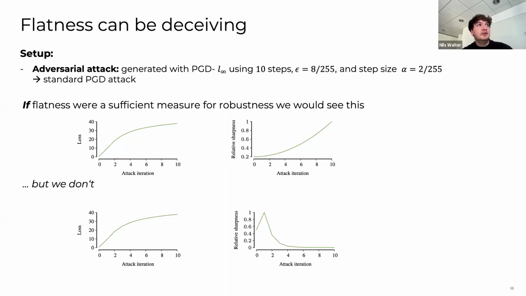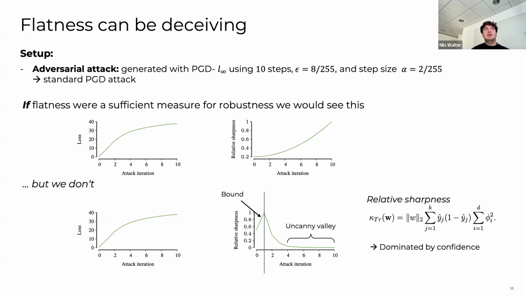As the attack progresses, the network becomes less and less flat. This little increase here is more or less the loss increase, roughly where our bound still works. Initially we called this the uncanny valley, and there is still some uncanny part to it, but if you look at the relative sharpness measure and how it propagates through the whole network, this is just an area where the model is incredibly confident. And this is also what adversarial attacks do.